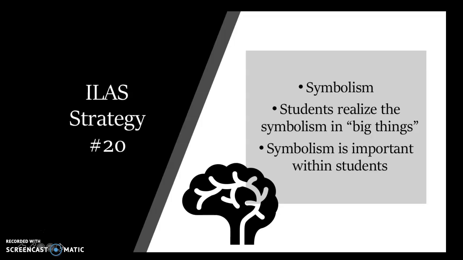So this takes us into the integrating language arts and social studies strategy number 20. Strategy number 20 talks about symbolism through the social studies. The text talks about how students realize the symbolism in the big ideas, such as monuments and statues, but not in the abstract way symbolism is in novels or poems, for example. It explains how symbolism is very important within students, and students understand what symbolism is, just not in a deeper or critical thinking situation.